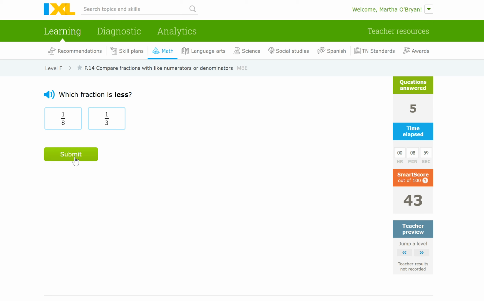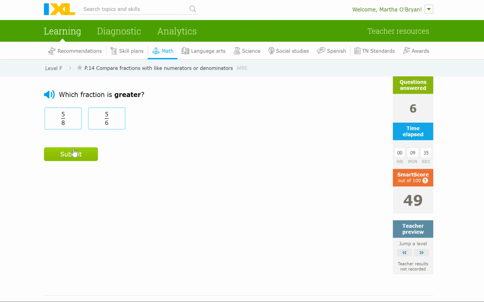How about this one? Which fraction is less? Well, the numerators are the same. The numerators are both 1. The denominators are what's different. So we're looking for the denominator that is going to be the smaller slice. It's going to be 1/8 is less than 1/3. Think about it. It takes 8 1/8s to make a whole, and it only takes 3 1/3s to make a whole. It takes a lot more because they're smaller.